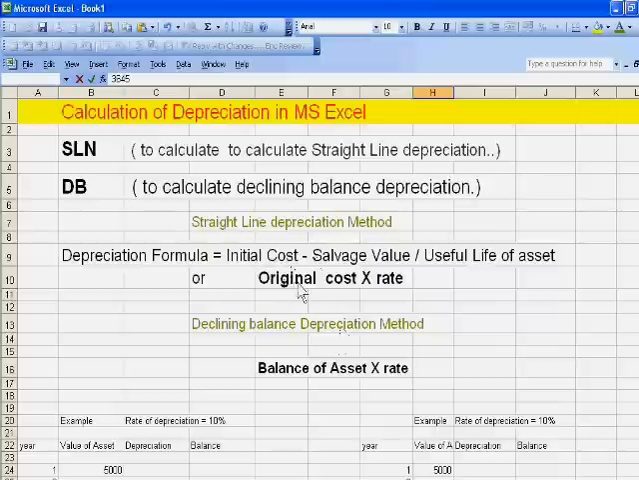In the straight line method, we calculate depreciation as initial cost minus salvage value or scrap value, divided by the useful life of the asset, and we also calculate the original cost into it. In this, we calculate depreciation by the balance of the asset. With the SLN formula, we can calculate depreciation in the straight line method. With the DB formula, we can calculate depreciation in the declining balance method.